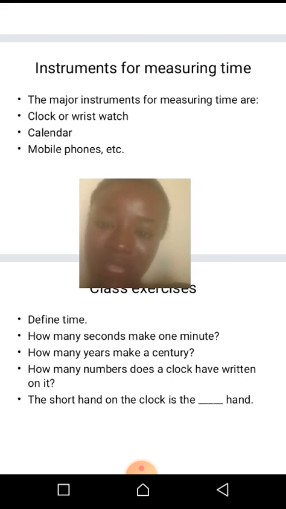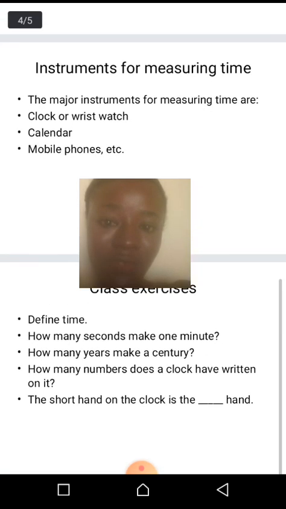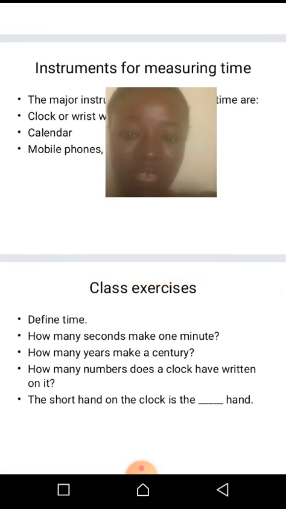I do hope that you found this lesson interesting. Exercises are here for you to do. Please ensure that you do these exercises. When you do them, you type into Microsoft Word. It should be a Word document. Send it to me so that I can grade them.